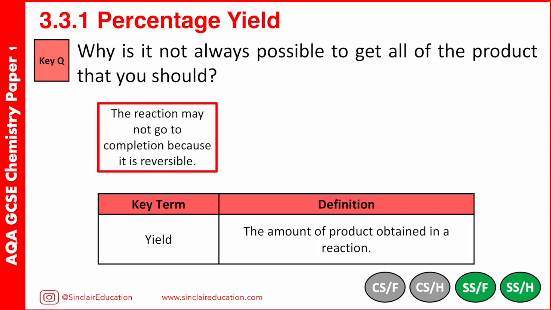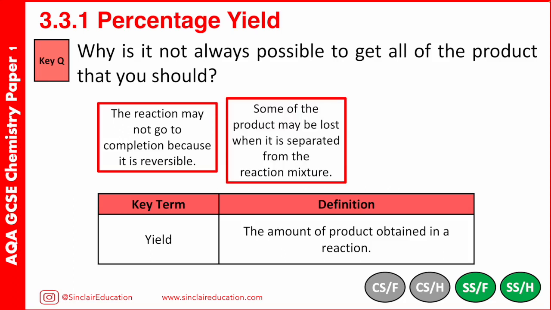But the reality is it's very rare to get 100% yield, and you might be asked for a couple of marks why this happens. So it's the idea the reaction might not actually fully complete. It may even be a reversible reaction, so it starts to go the other way. There is also the idea that some of the product may be lost, or we may have it separated from the reaction mixture and not be able to obtain it and get 100% of the product we made.